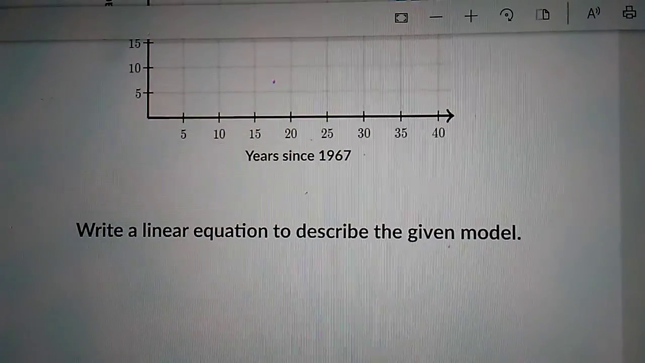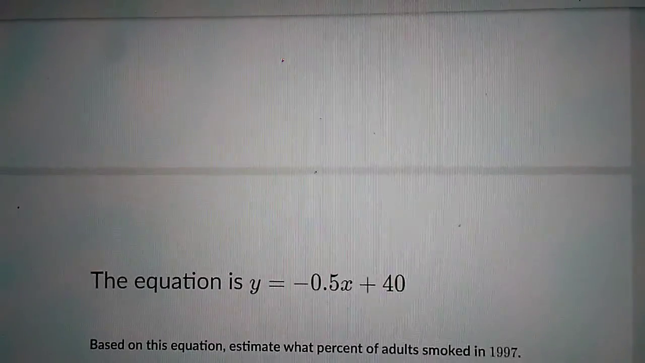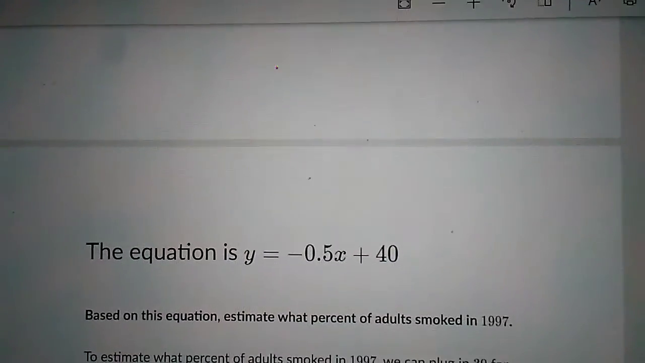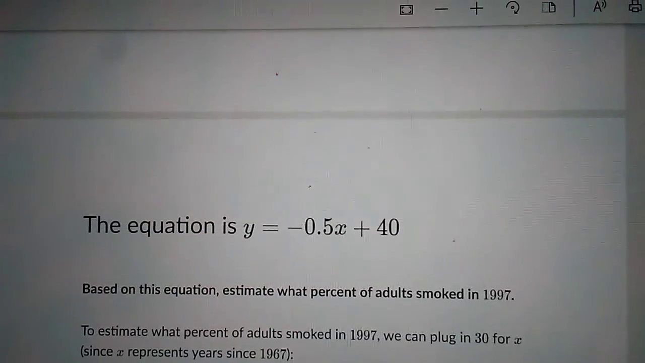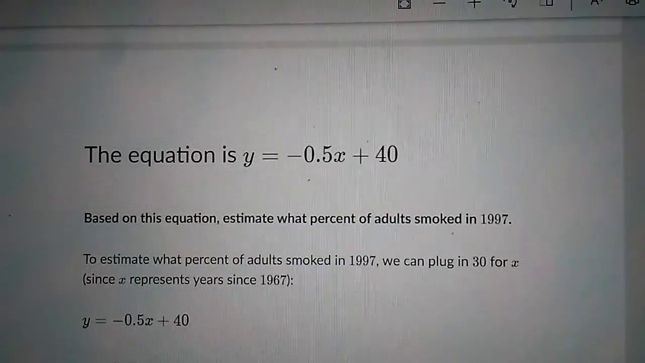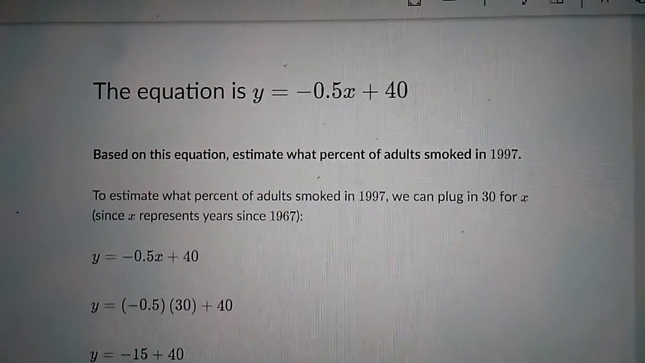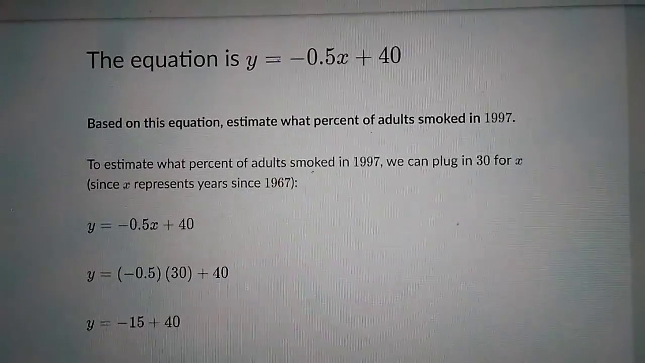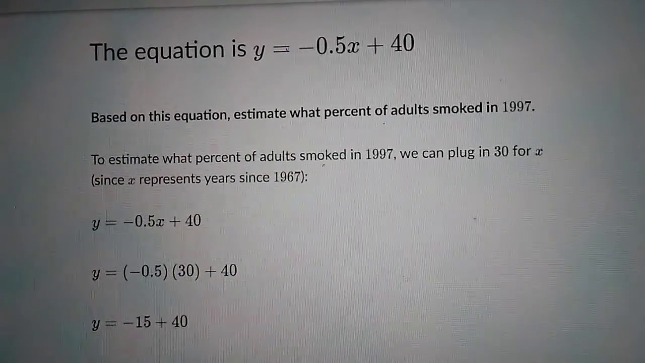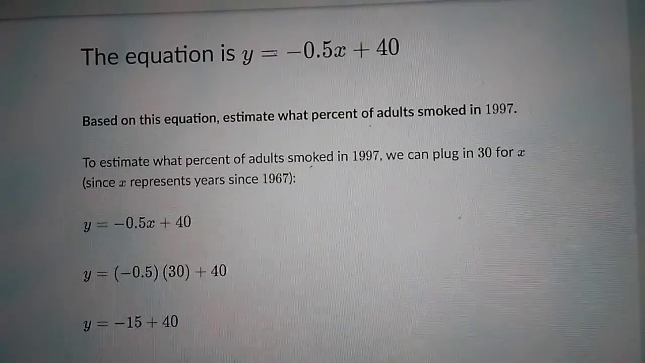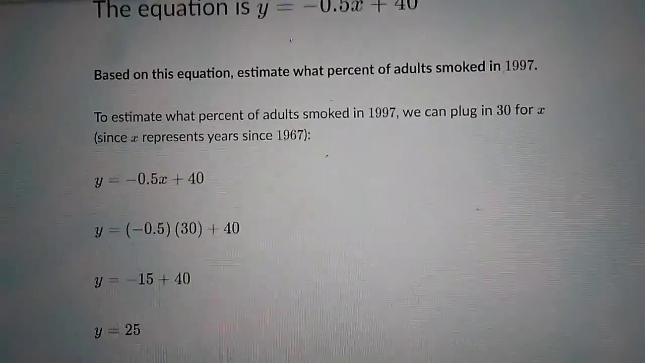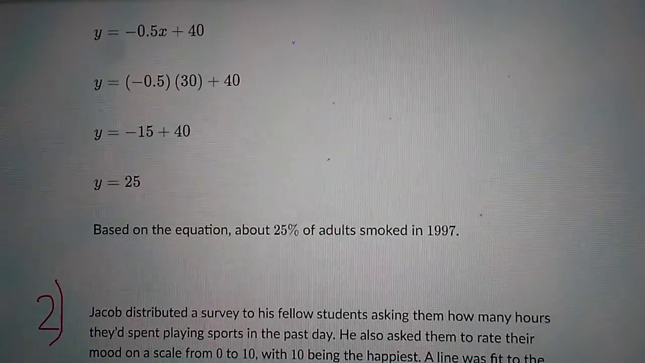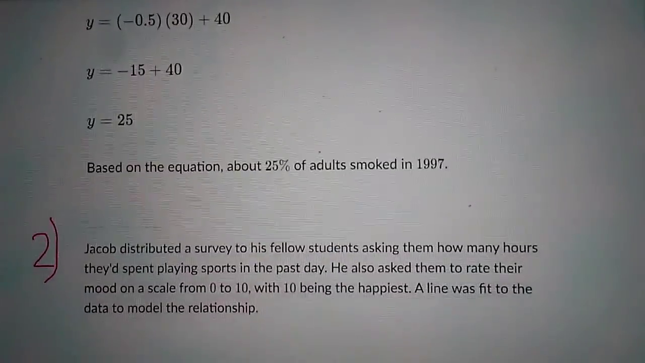And the next section says to write a linear equation, which I'm going to show you in a few moments. But this would be the equation of that line of best fit that I just showed you. And I'm going to show you how to do that on the calculator. Based on this equation, estimate what percent of adults smoked in 1997. To estimate what percent of adults smoked in 1997, we can plug in 30 for X, since X represents the years since 1967. And in this case, from 67 to 97 is 30. So we substitute 30 in for X, and we solve, and we get 25. So about 25% of adults smoked in 1997.